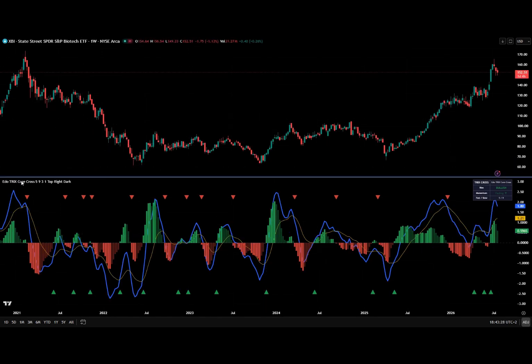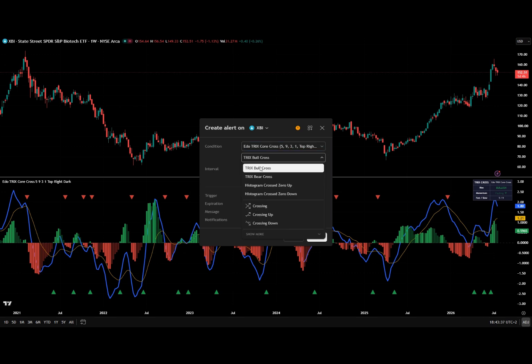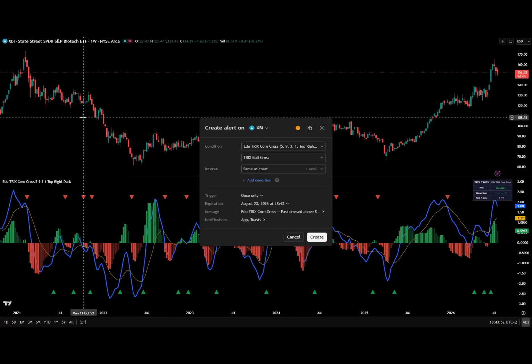The indicator ships with 4 alerts, and you reach them from the Create Alert dialog. The first two are the crosses themselves, fast above slow, and fast below slow. The other two watch the histogram crossing zero, up and down, which is the same event read from the columns. None of them is a buy or a sell order. They tell you that a condition has been met on the closed candle.